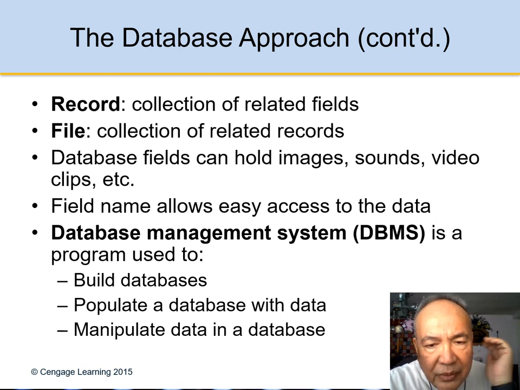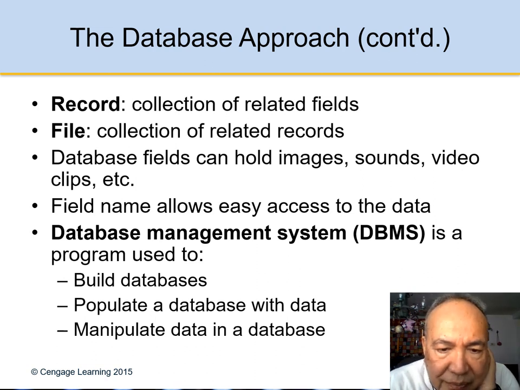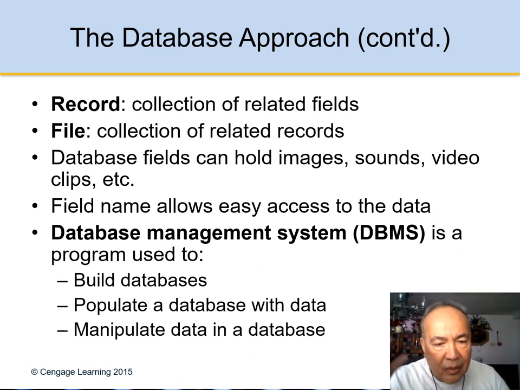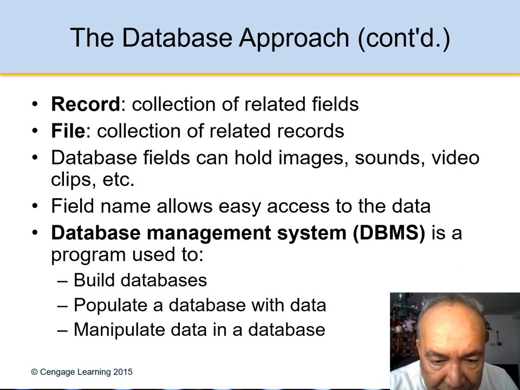Now, if you put them all together, you will have a record, a record of a line. A record means a line. And if you put all these lines together, you'll have a file. Database fields can hold images, sounds, video, and clips. Field names allow easy access to the data. Now, the whole thing goes into a database management system to build databases, populate a database with data, and manipulate data in a database.